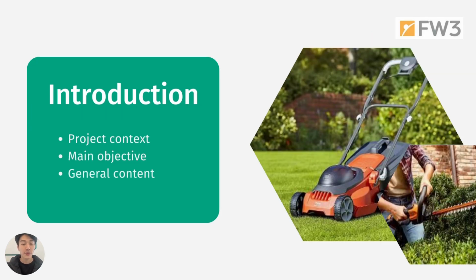So for the introduction, FW3 is a small manufacturer that adopts a differentiation strategy. Recently, FW3 launched Freedom in UK. Freedom is an electric mower and hedge clipper set, specifically designed for people aged 55 to 75, which is easy to use, easy to store, and is 25% lighter than other products.